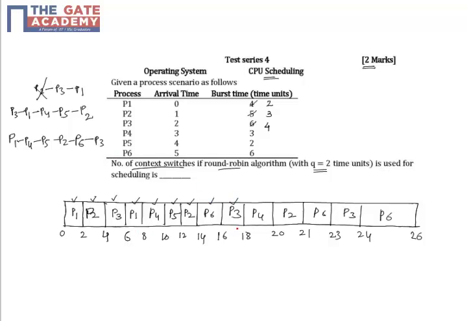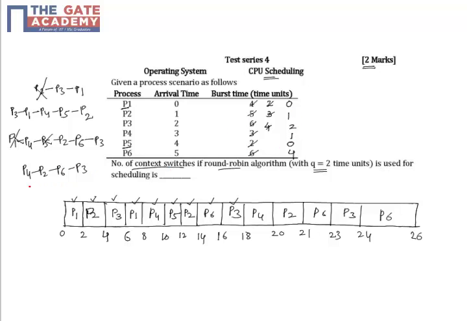Each of these processes we run for 2 units of time. After running till here, we'll be left with 0 units of P1, 1 unit of P2, 2 units of P3, 1 unit of P4, 0 units of P5 and 4 units of P6. P5 and P1 are already over, so we'll remove P1 and P5 from this queue. Currently our queue is P4, P2, P6 and P3, and we are left with these units of runtime.